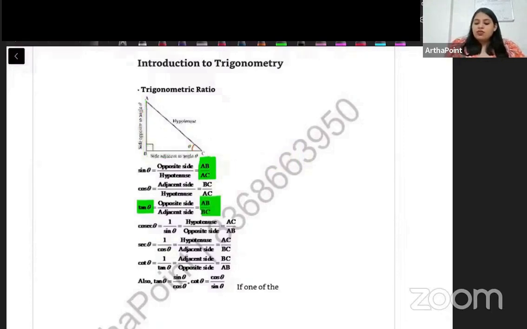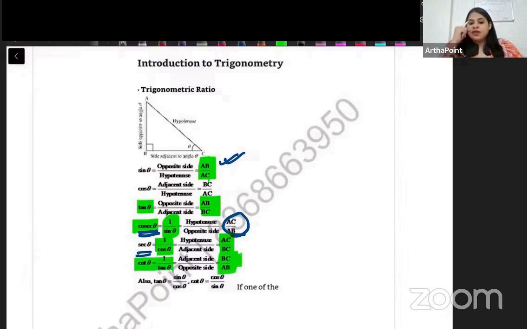Next, beta, we want to talk about cosec theta. Cosec theta is 1 by sine theta. So if sine theta is AB by AC, then cosec theta will be AC by AB. Sec theta is 1 by cos theta, so it will be AC by BC. And cot theta will be 1 by tan theta, so it will be BC by AB.